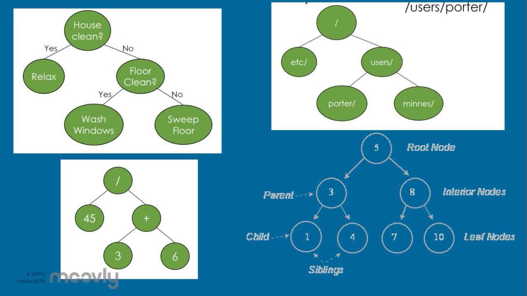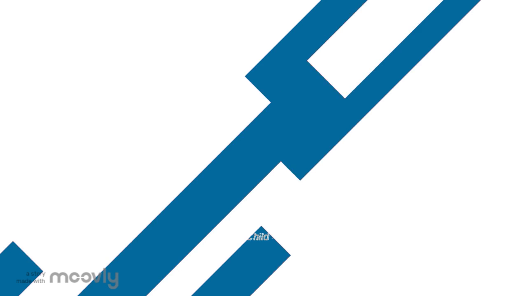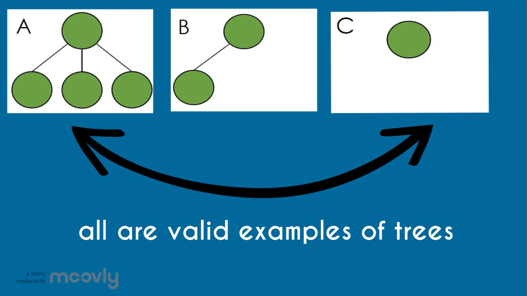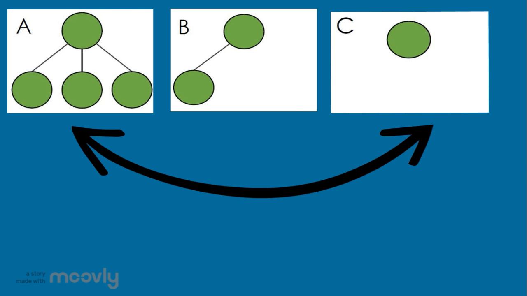File systems are the perfect example of trees, where if I want to know that my path is users to Porter, I can trace the links between the nodes to see that in the tree structure. You can see that there's a root, then users, then Porter. Trees have a single root that they all originate from, a single parent for each node, and no cycles or loops. Here are some examples of valid tree structures.